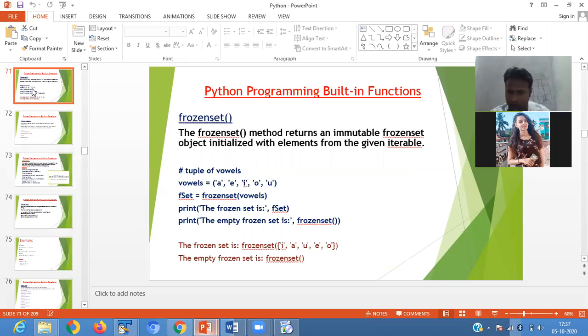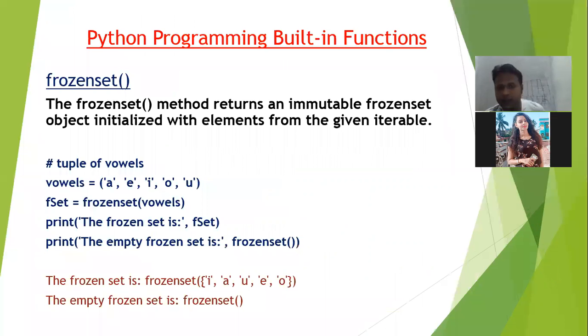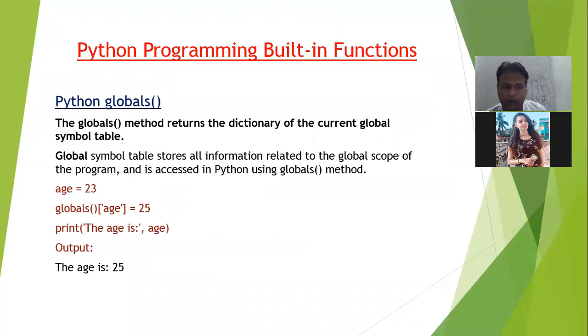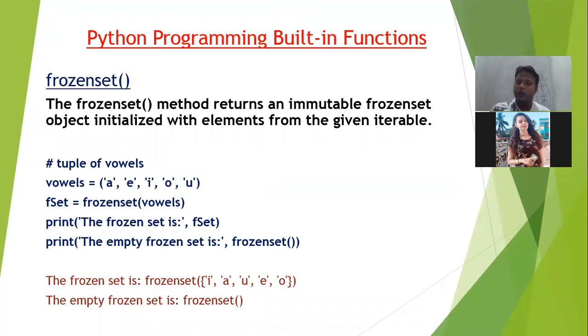So last one, the frozenset method. It returns an immutable frozenset. Means when you define a list A E I O U and define a frozenset, it makes it non-editable. You cannot update the value, so you cannot do any kind of modification. That is the work of frozenset. Means a list is converted into a non-editable part.